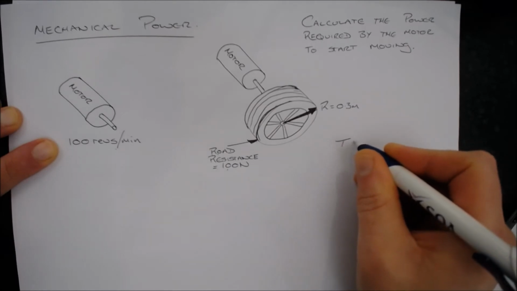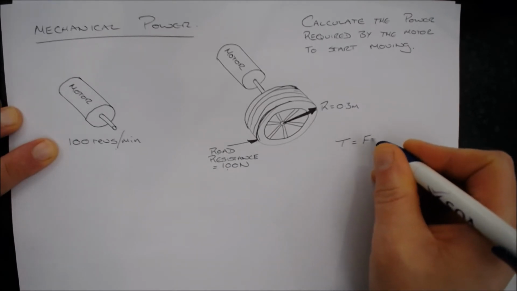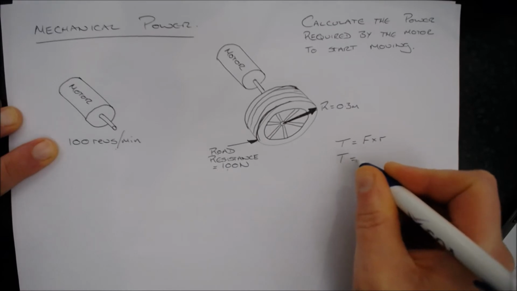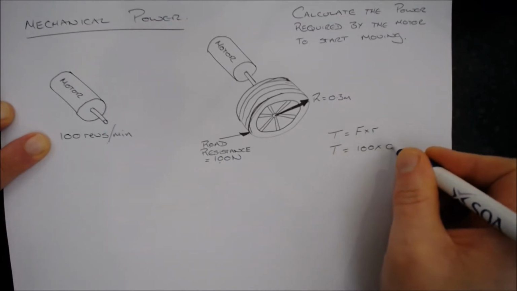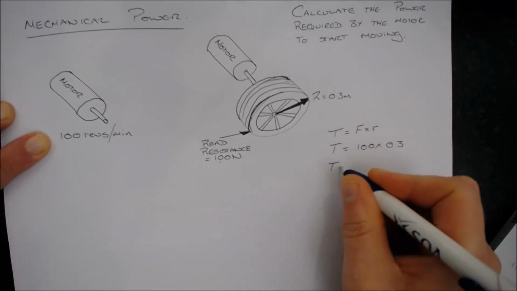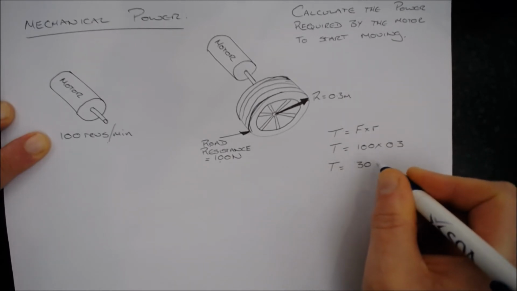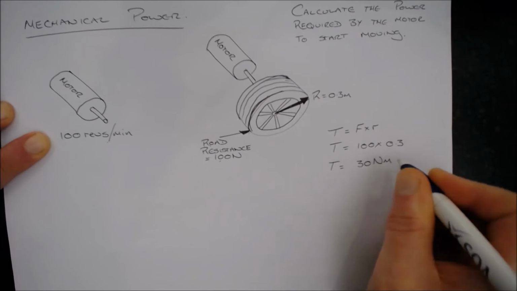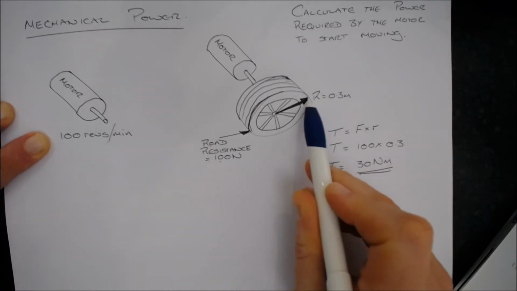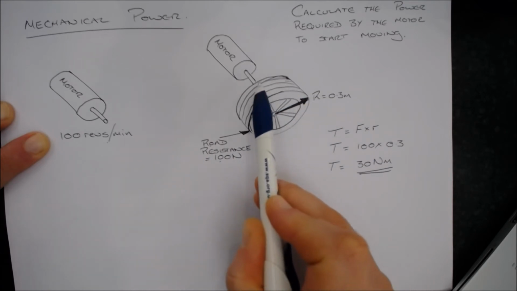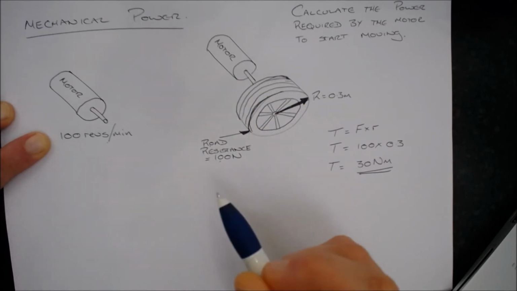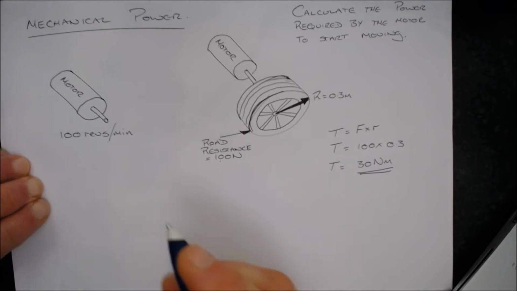So torque is equal to force times radius. Torque therefore is 100 newtons times the radius of 0.3. Torque therefore would be 30 newton metres. So that's the torque at the outside of the wheel. Now if we work back from the outside of the wheel, back to the shaft, back to the motor, then we should be able to work out the power.